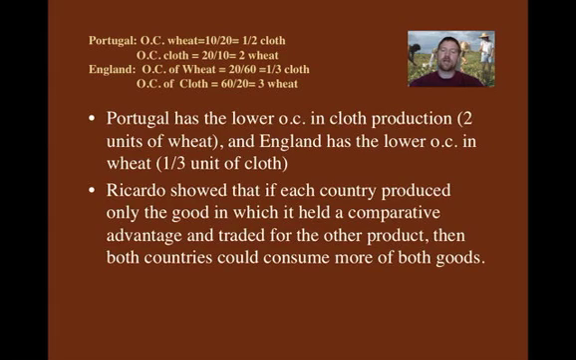Ricardo showed that if each country produced only the good in which it held a comparative advantage and traded for the other product, then both countries could consume more of both goods. And again, that would increase our production possibility curve and shift it out to the right if we were to do this. And that, again, is why the United States doesn't want to produce everything by themselves. They, in fact, want to trade with other countries.